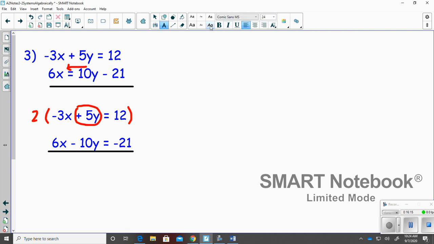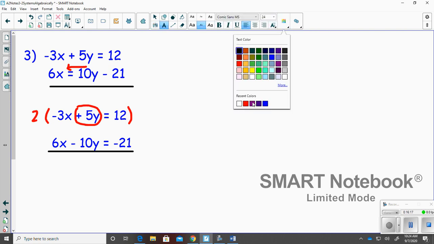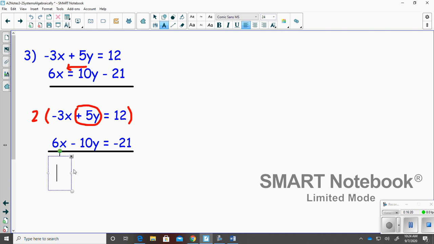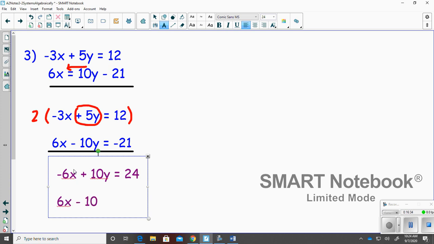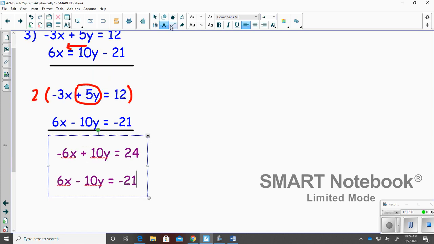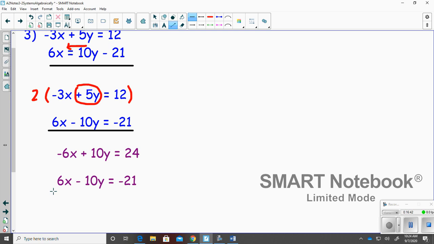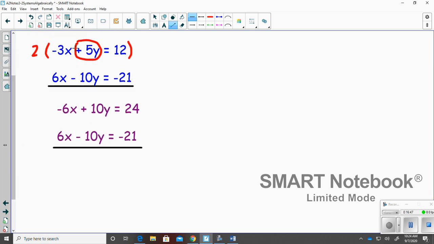And so underneath, I'm going to rewrite this problem. I'm going to multiply 2 times everything. It's going to be a negative 6x plus 10y is equal to 2 times 12 is 24. I did not change the second equation, so I'm going to recopy it in my notes. And now I'm looking at this equation. Make sure you leave all your steps on your paper, just skip lines so you can keep it organized, and so that way you don't lose your place. Okay, so here's my new problem.